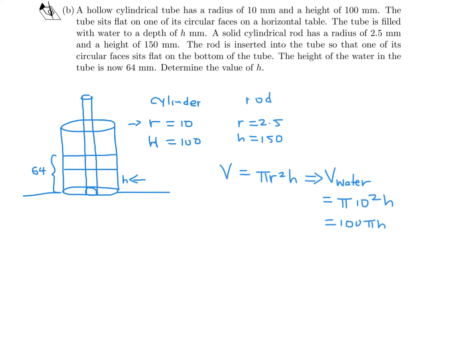Now, the volume of the water plus the volume of the rod, just the rod that is submerged, up until that point right there, that is going to be the volume of water, which we just calculated, 100 pi h, and then the volume of the rod, which again we'll use the formula pi r squared h.